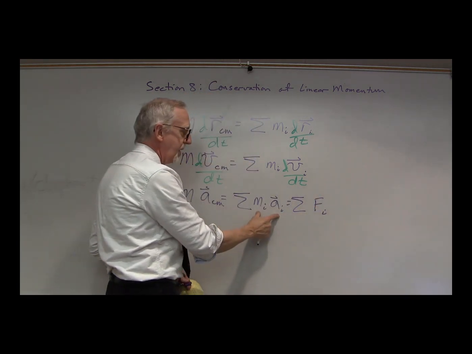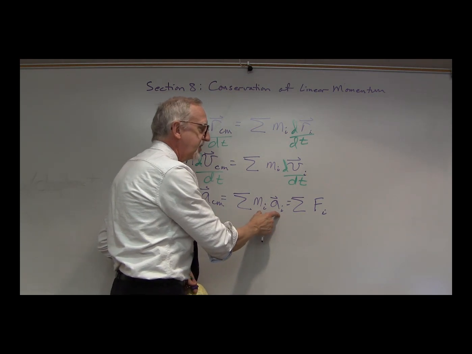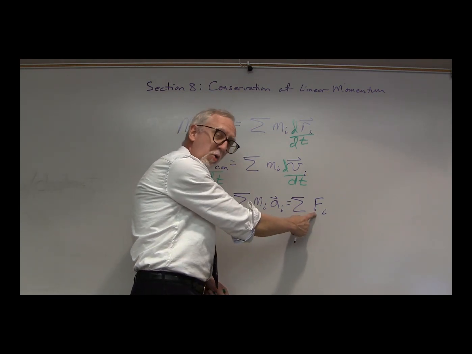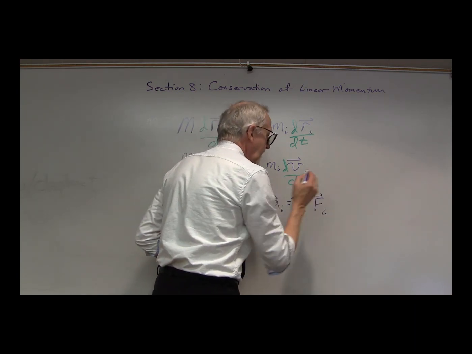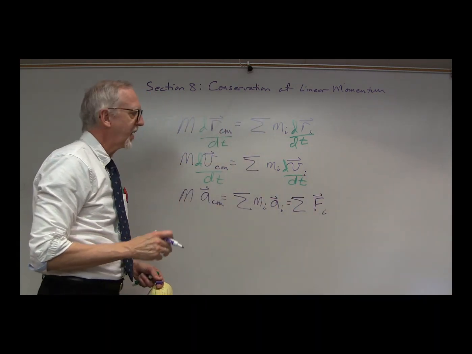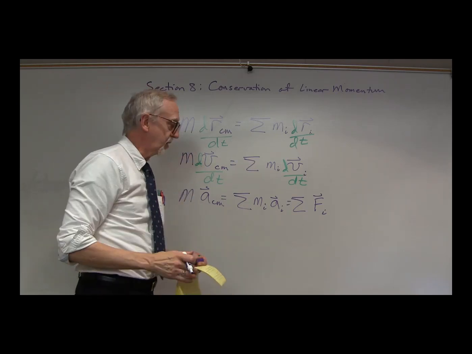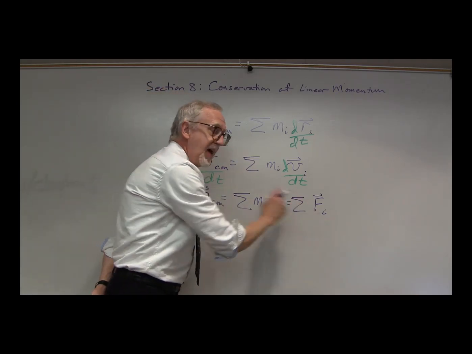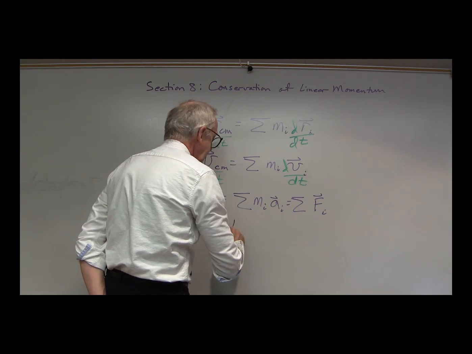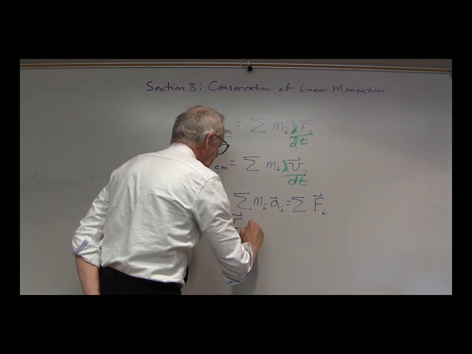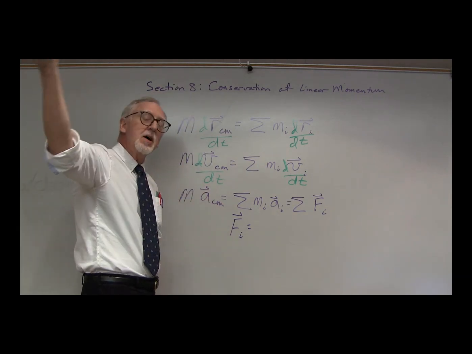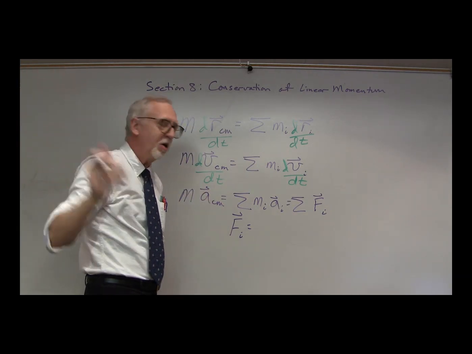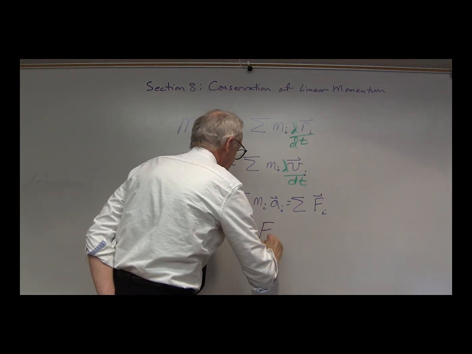Well, first, m_i a_i, that is the total force acting on the ith mass, and then we add those all up. The total force acting on each particle. Now I want to break this down into two parts. I'm going to let F_i equal two parts. First of all, there are forces coming from outside the system. We'll call those external forces.